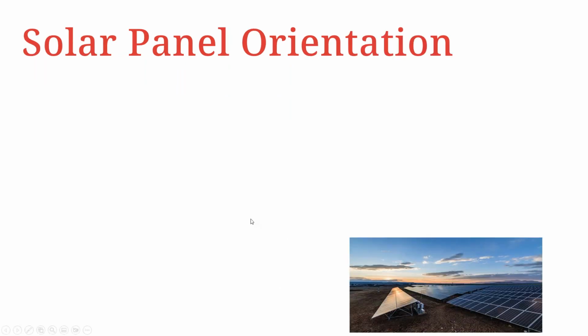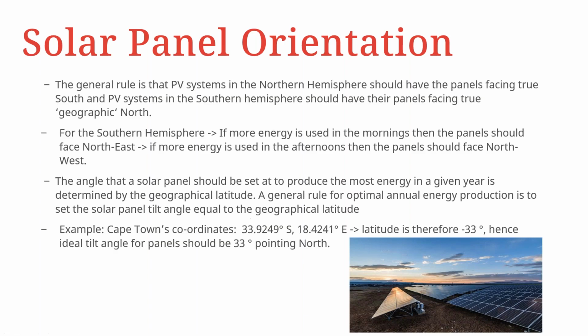So the solar panel orientation: the general rule is that PV systems in the northern hemisphere should have their panels facing due south, and vice versa for systems in the southern hemisphere. And please note that we will be dealing with the geographical points in this case, and not the magnetic points. So in terms of geographic north, we mean, of course, the geographic north and not the magnetic north. They are two different entities. So please take note.